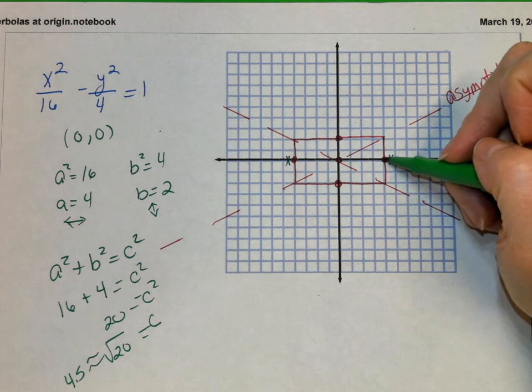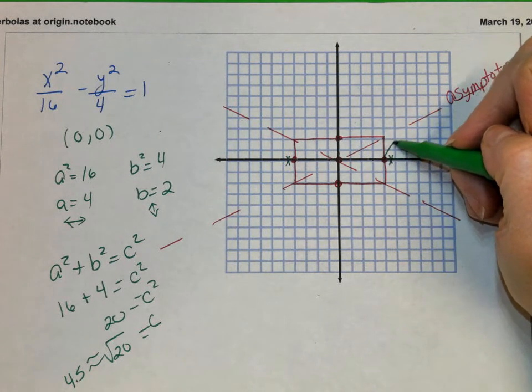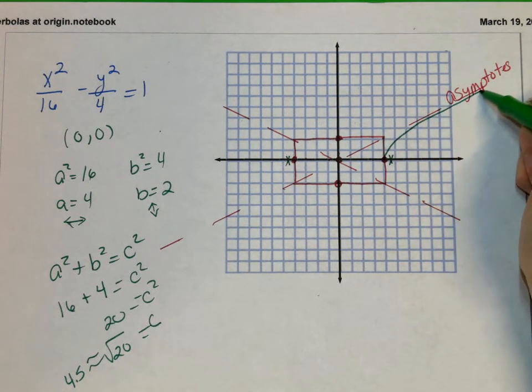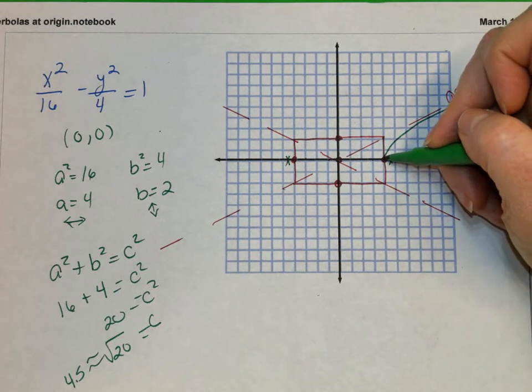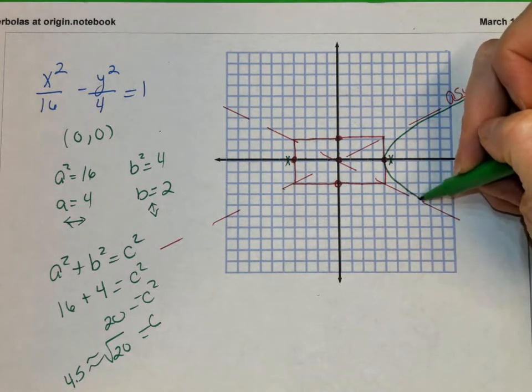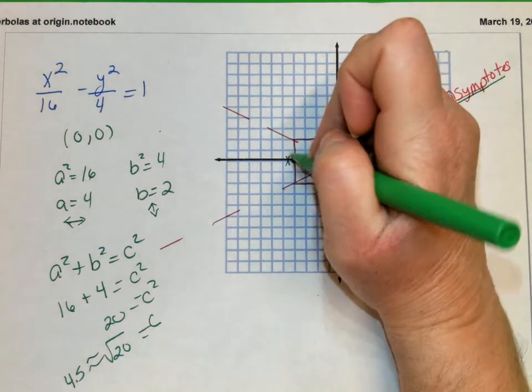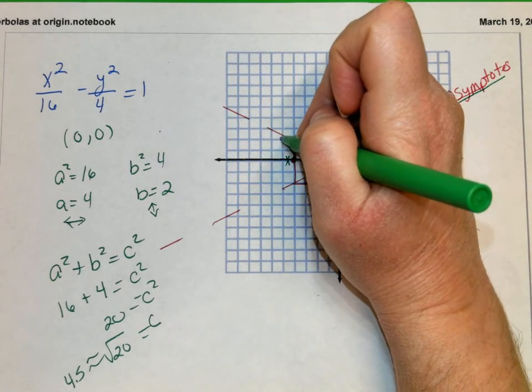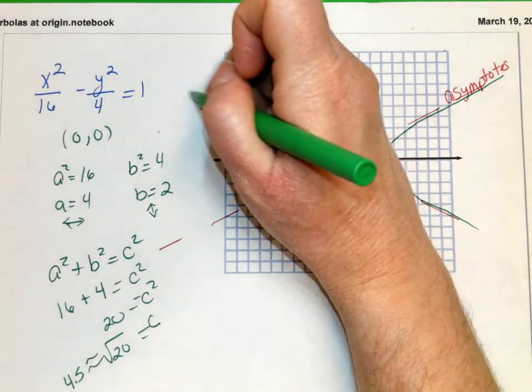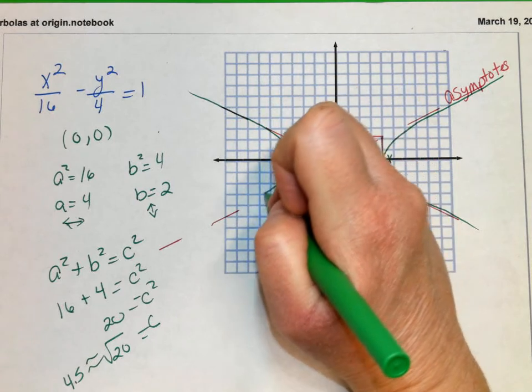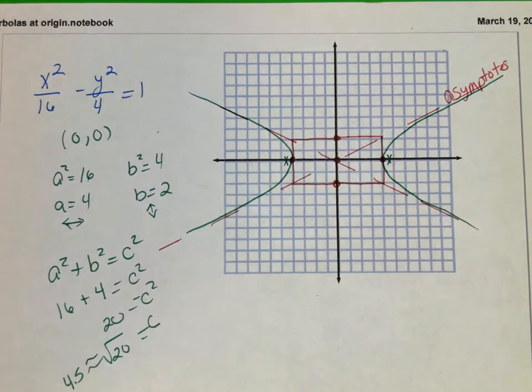Okay, here goes. I'm going to start here, and I'm going to go over towards the asymptote, and I'm going to follow it. I'm going to follow the asymptote out in this direction. I'm going to do the same thing over here. I start there, and I draw it out like this. And I start here and I draw it out like this. That is what my hyperbola looks like.